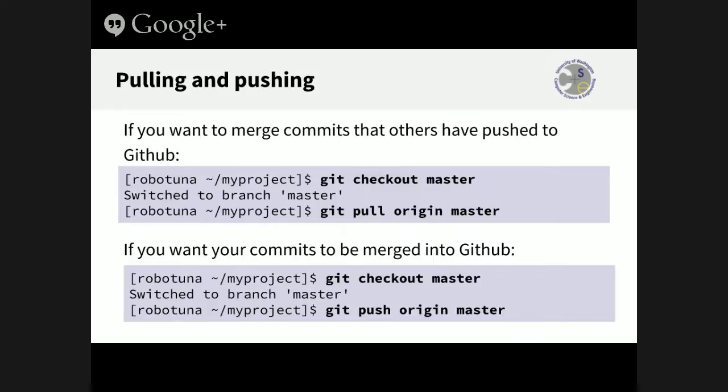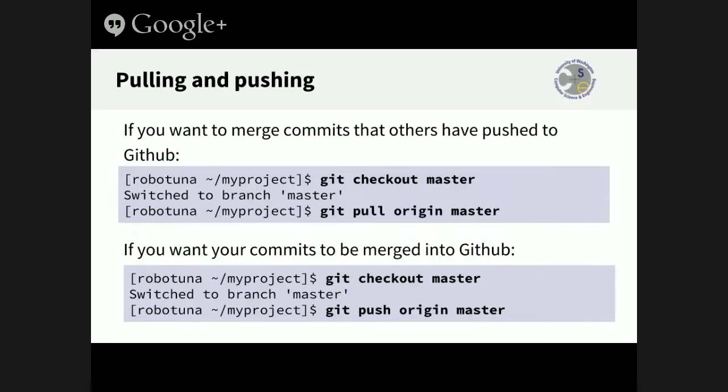Now, how to push and pull commits between repositories? Well, basically, let's say you're in your master branch. I think the name of the repository that you cloned from is going to be called origin by default.